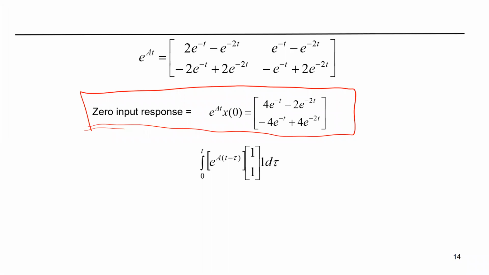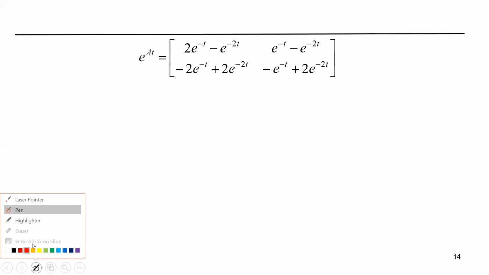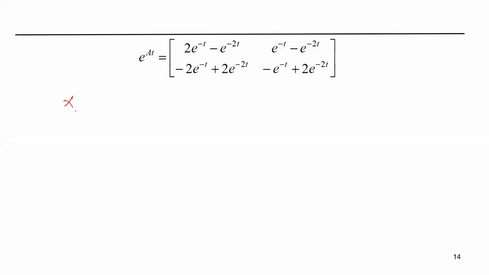Now I need the non-homogeneous part. The non-homogeneous part for x, x non-homogeneous of t, equals the integral from 0 to t of e to the a(t minus tau) B u of tau d tau. So first of all, let me get e to the at from 0 to t.